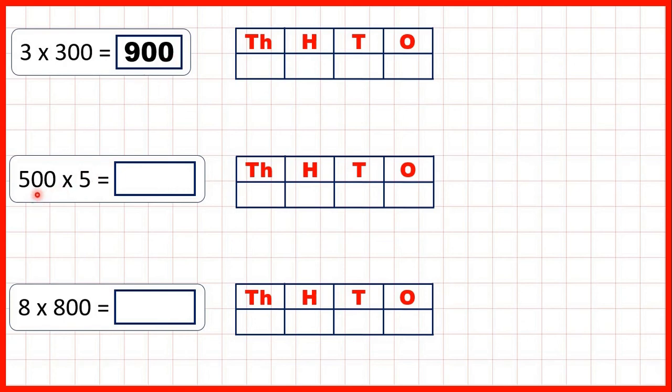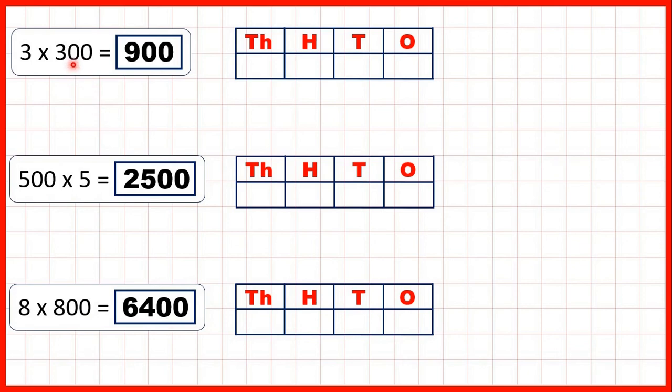So now let's try 500 times 5. Our answer is 2500, because if we multiply the digits that are not 0, 5 times 5 is 25, but then because we have 2 end zeros in the question, we need 2 end zeros in our answer. And now 8 times 800 is 6400. That's because 8 times 8 is 64, and then if we have 2 end zeros in a multiplication question, we always need 2 end zeros in our answer.